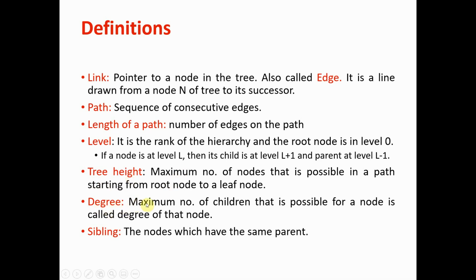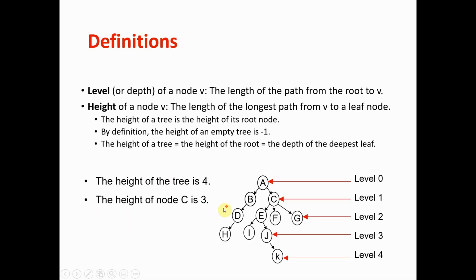Degree of a node is the number of children that a node has, and the degree of a tree is the maximum of these. And siblings are the nodes that share the same parent.